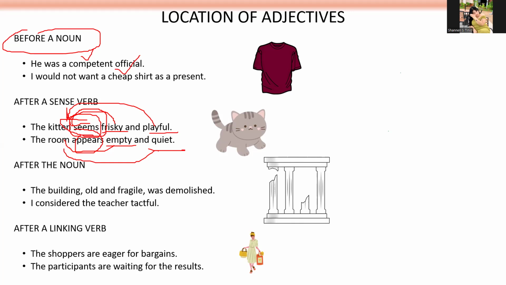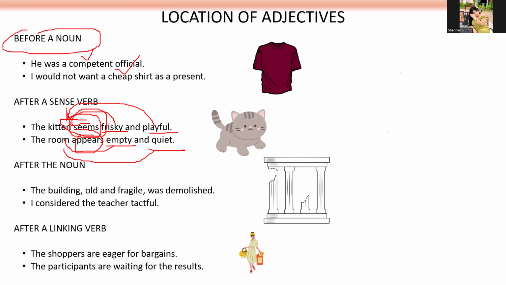Ito naman. The cookies smell delicious. I-identify natin. What's the subject? Cookies. What's the sense verb? Smell. The cookies smell. The adjective is delicious. So where is the adjective located? After the sense verb. The cookies smell delicious. Do you understand it? Okay, next.